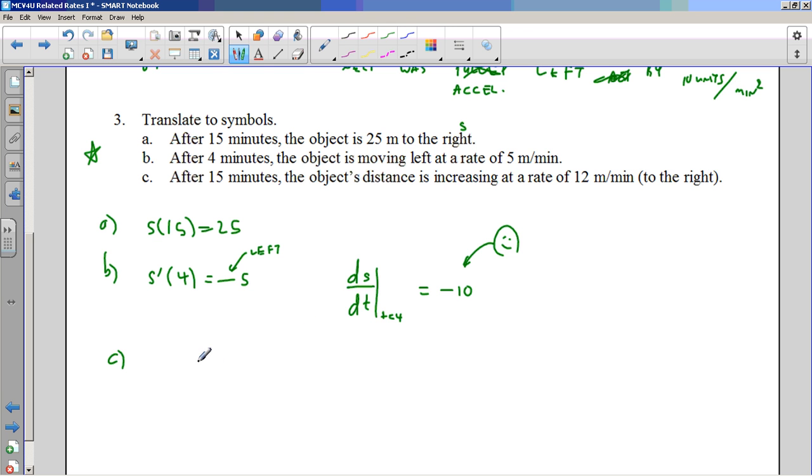So that's going to be then the distance is increasing at a rate at time equals 15 minutes of 12 meters per minute. This isn't an acceleration. This is also a velocity. And I can fill in because I know what the time is. The time was 15. The distance is increasing, not the velocity is increasing.